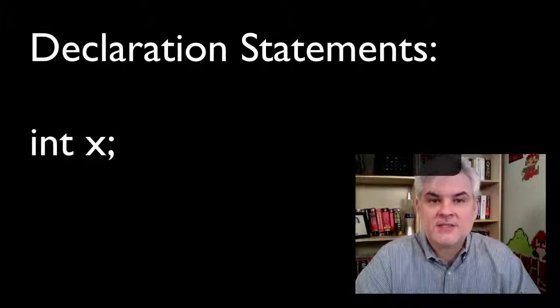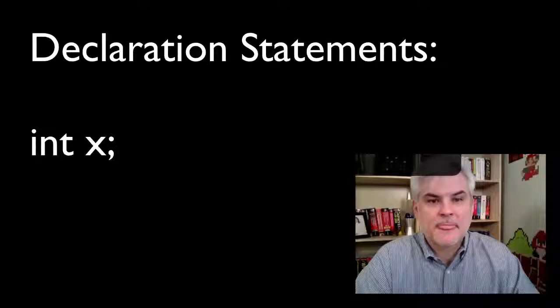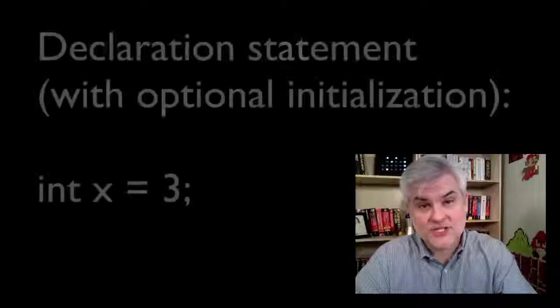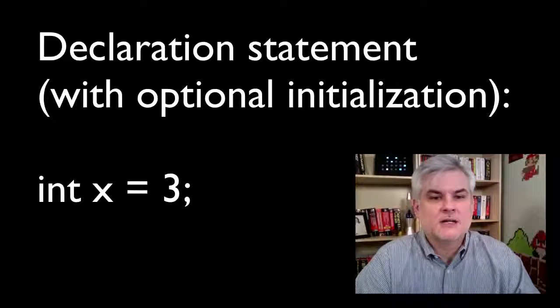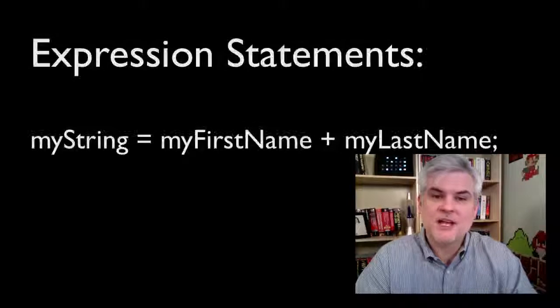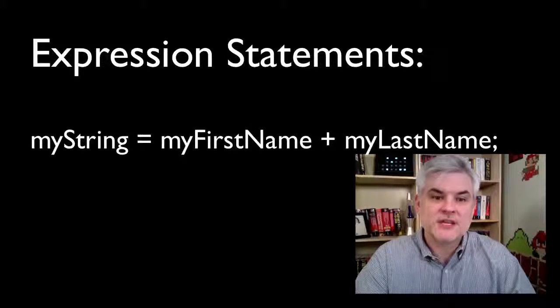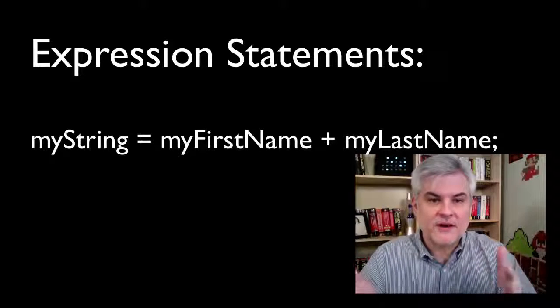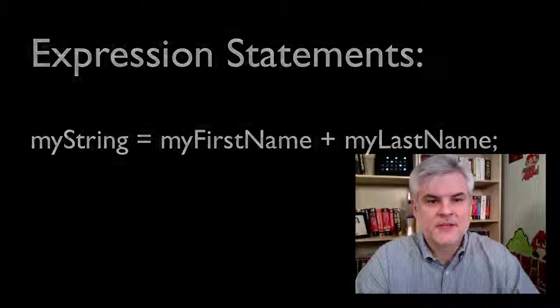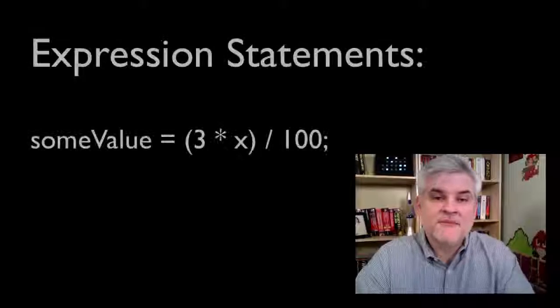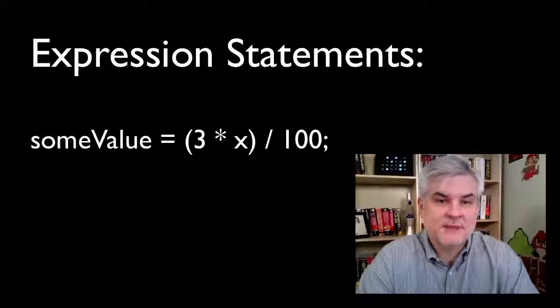Then there are declaration statements. For example, int x. That's a declaration statement. You can combine that declaration statement with, what do we call that again? Initialization. Right. The next kind of statement is expression statements. They're things like this line of code: myString equals myFirstName plus myLastName. There are expressions being evaluated and assigned. Another example of this is sumValue equals 3 times x divided by 100.